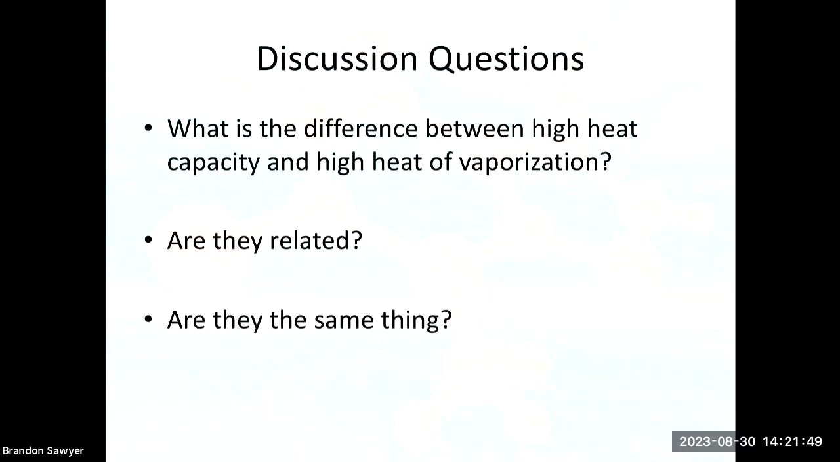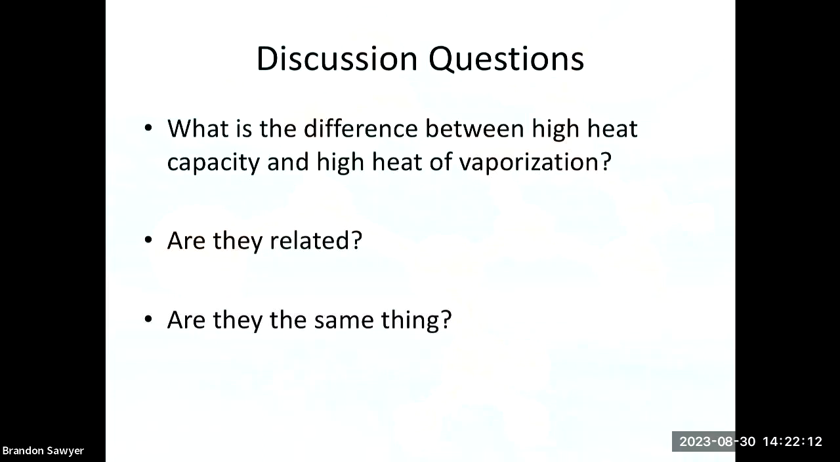Go ahead, Hector. So if they are related, because you have to have high heat in order to have vaporization. You can change water by 1 degree, and that's high heat capacity, but at a certain degree, much higher further on, then it's high heat of vaporization. So they are related, but you have to go high heat capacity first and then high heat of vaporization.